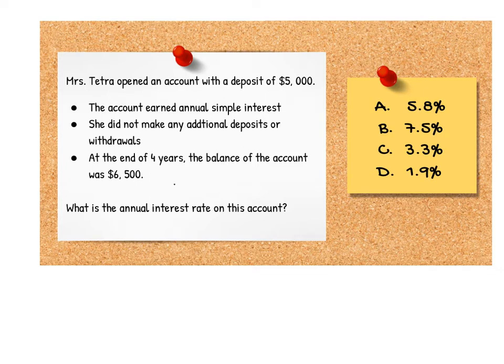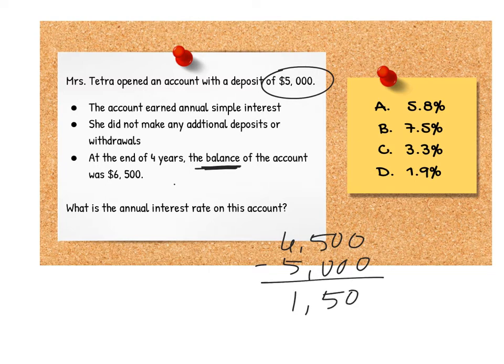So first thing that I notice is this is the balance of her account. So if at the end of 4 years, she had $6,500 and she started with $5,000, that means she earned $1,500 in interest. So that's our I, okay? And so the principal we have is right here. That's what we start with, so that's your principal. The time is right here. That's my time. My rate I'm trying to figure out.